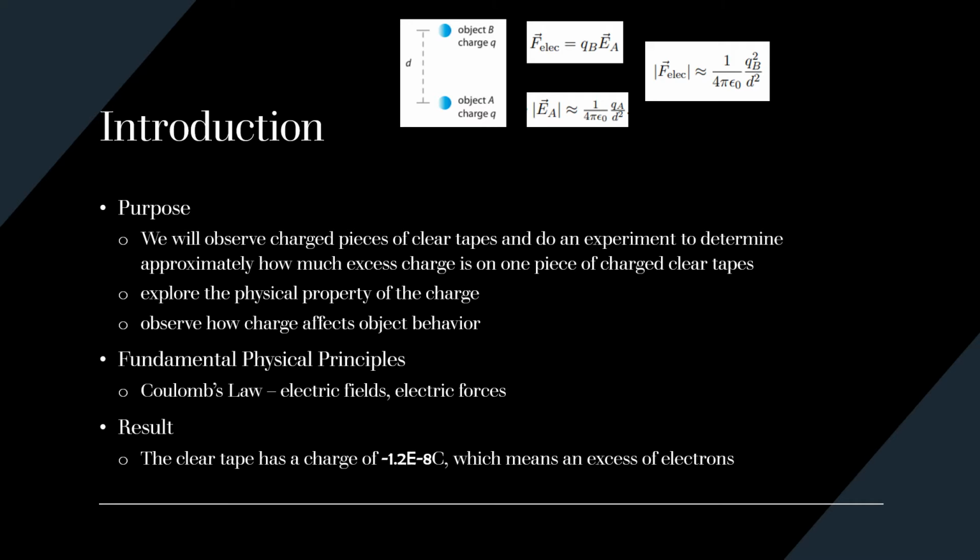The fundamental physical principle we use in this experiment is Coulomb's law. We use equations to calculate electric fields and electric forces. The result of this experiment is that the clear tape has a charge of negative 1.2 times 10 to the power of negative 8 coulombs, which means an excess of electrons.